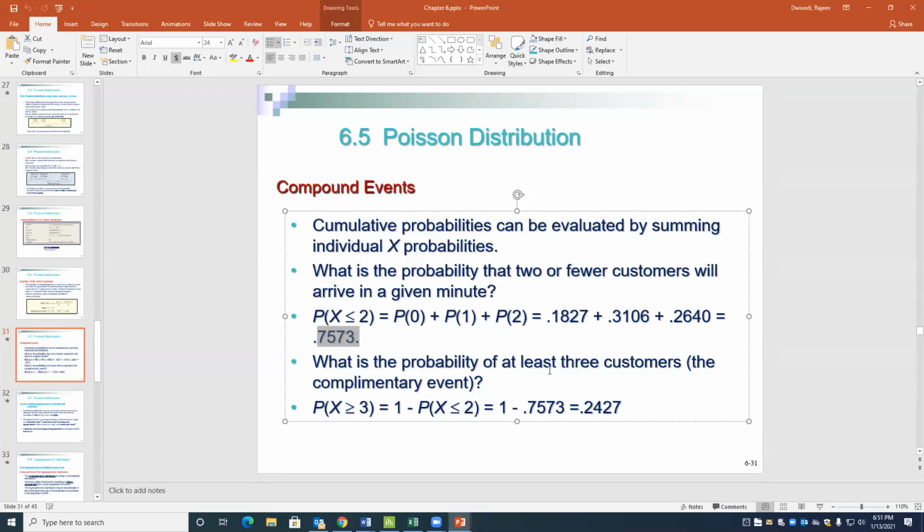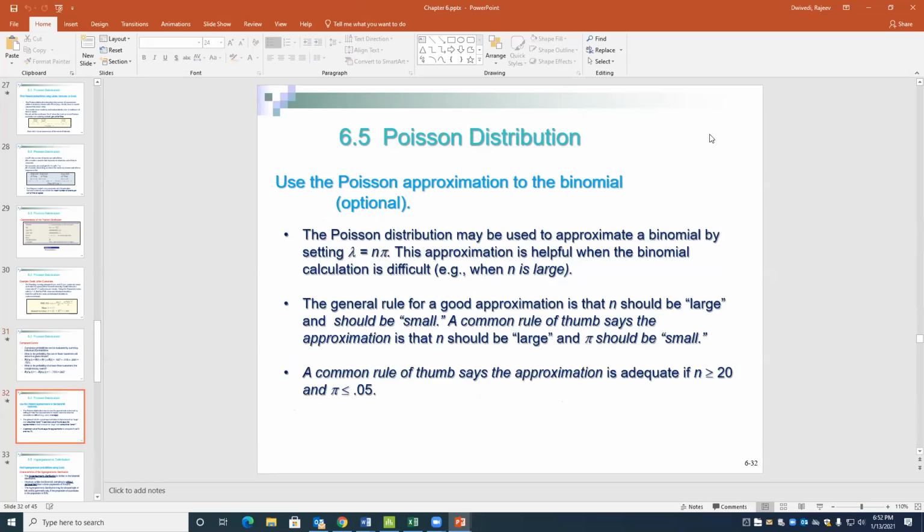What is the probability that at least 3 customers will arrive? At least 3 means 3 and more than 3. What are we going to do? We are going to put X equal to 2 and subtract it from 1. We already calculated up to 2, and subtracting from 1 gives 24%, 24.27. So this is the Poisson distribution.